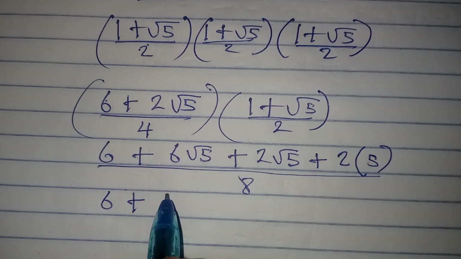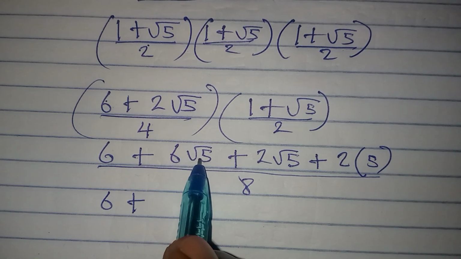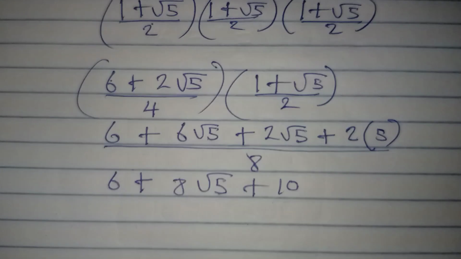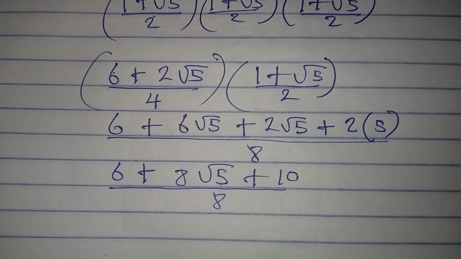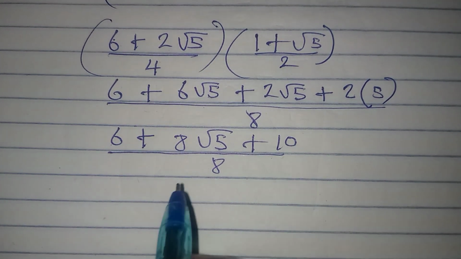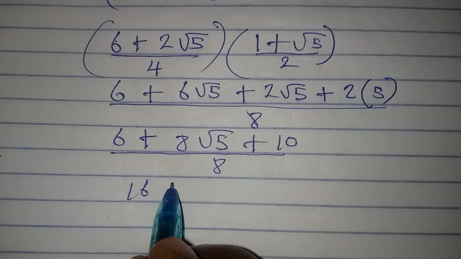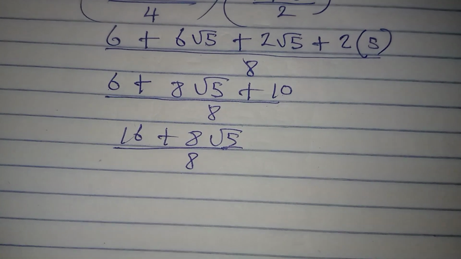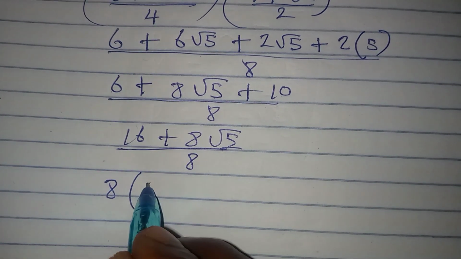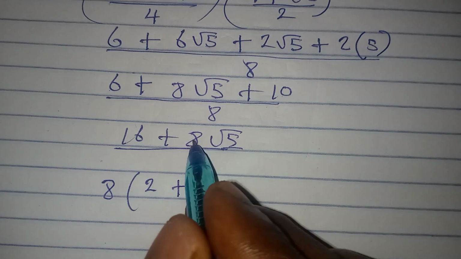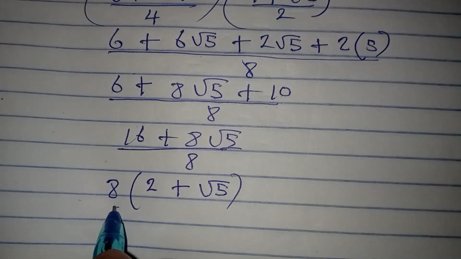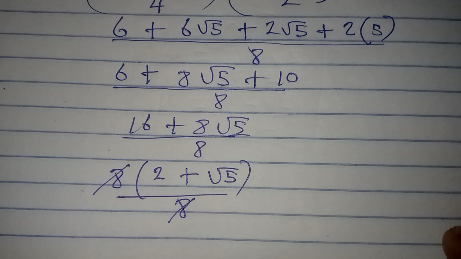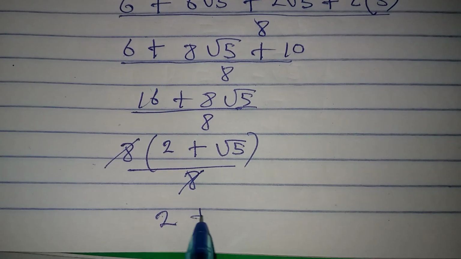We have 6 plus 6 root 5 plus 2 root 5 will give us 8 root 5. Right? Then we have plus 10. The whole of this is over 8. Now, what do we do? 6 plus 10 will give us 16 plus 8 root 5, and this is over 8. Now, what do I do? Factor out 8. If 8 comes out, in here I will have 2 plus, and I'll have root 5. Now, the whole of this is divided by 8. So that's from here, this can now cancel this, and what we have is 2 plus root 5.